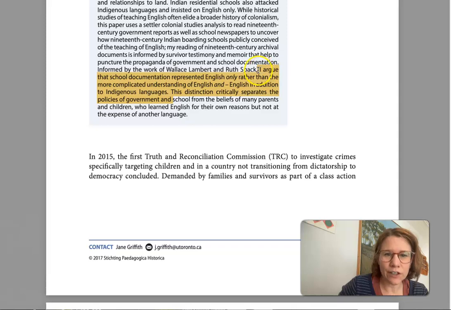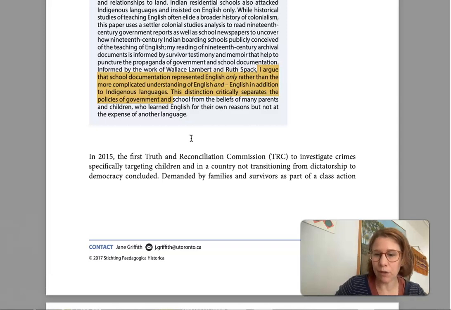And Griffith is going to argue, so she says, "I argue that school documentation represented English only rather than the more complicated understanding of English and English in addition to Indigenous languages." She says, "This distinction critically separates the policies of government and school from the beliefs of many parents and children who learned English for their own reasons, but not at the expense of another language." So she's distinguishing English only versus English in addition to.